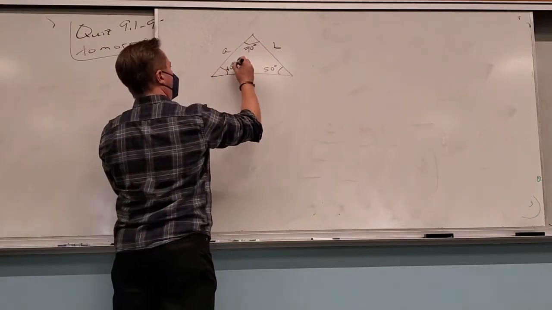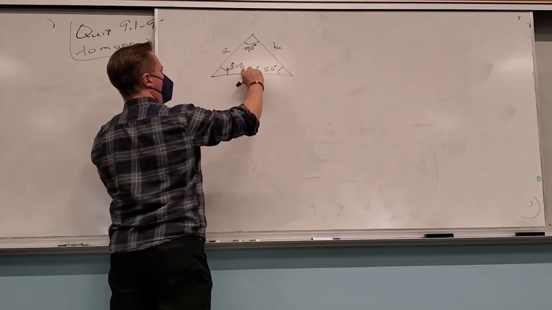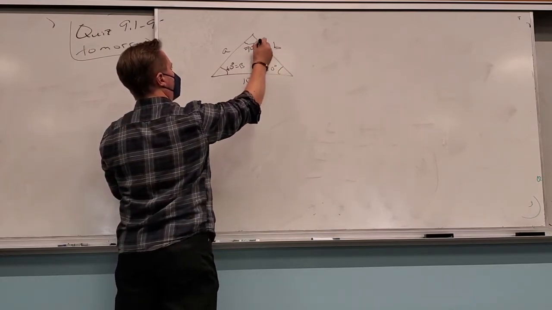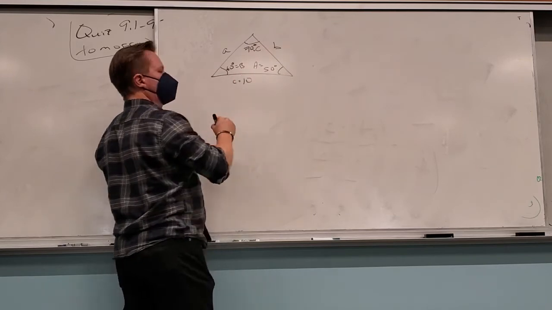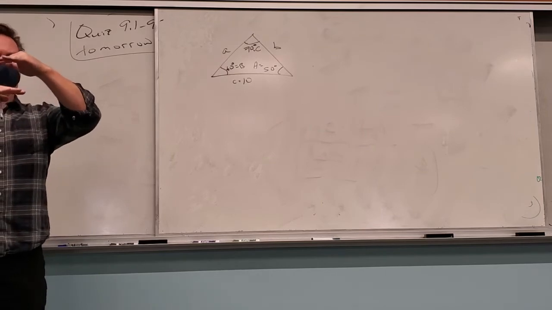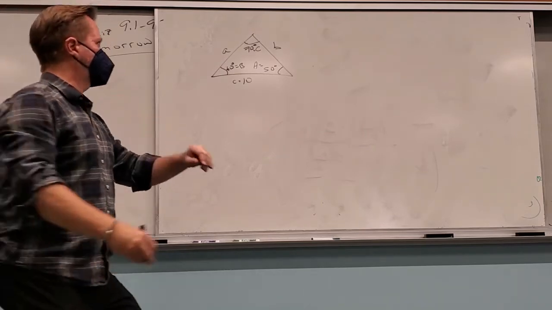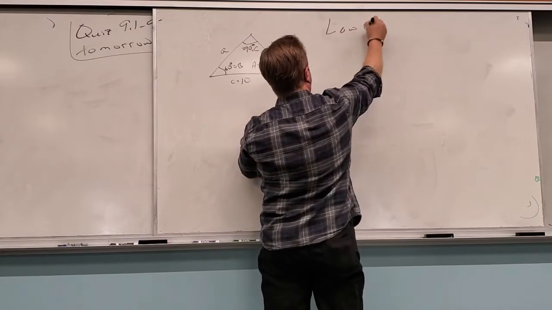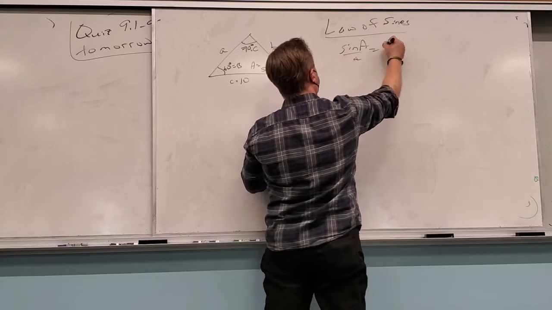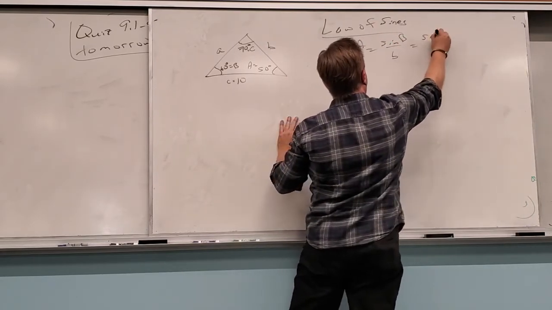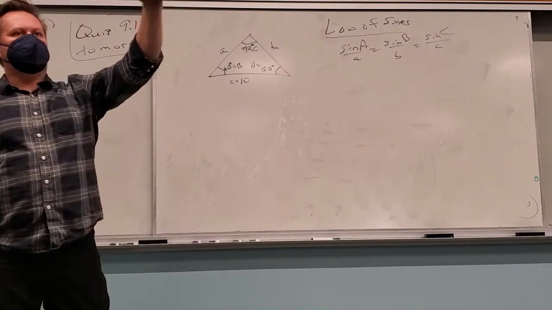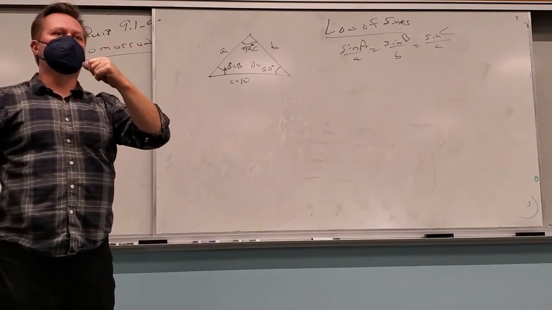So then, do you see how angle B is across from side B? Makes sense. So this will be angle A, and this will be angle C, and this will be side C. Okay, so which angle and side make a complete ratio? Remember, this is called the law of sines. Sine A over A equals sine B over B equals sine C over C. Which angle and side are completely known in this triangle?